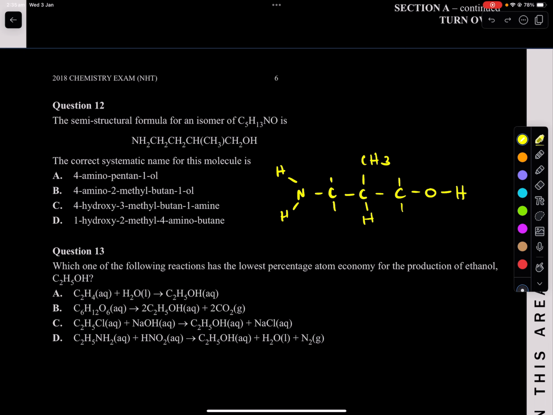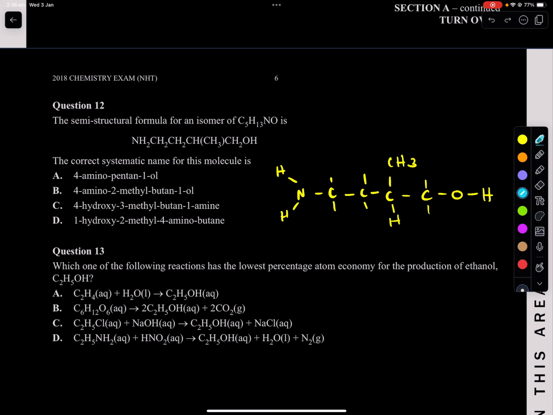Sorry, wait, did I draw wrong? Oh, my apologies. I just saw I made a mistake here. Simple mistake. I forgot the C here. Is that right? Yes, okay, perfect. So this has the highest priority, so it's going to be an -ol. And how many carbons? Because I just had a look at these and there is no pent, so I thought I had made a mistake. Yeah, I have.